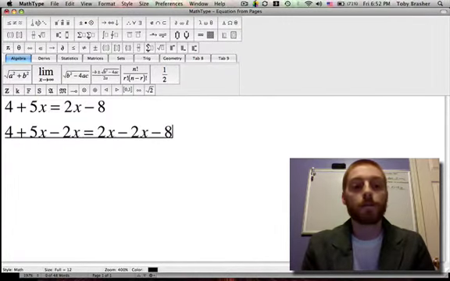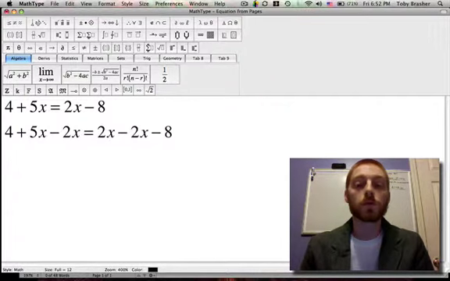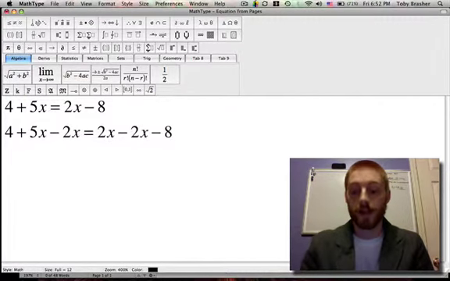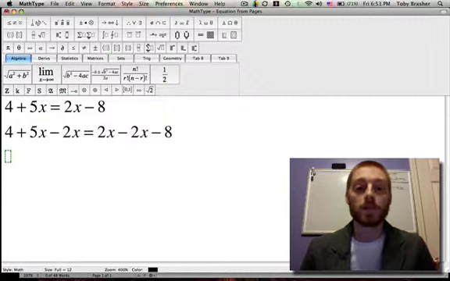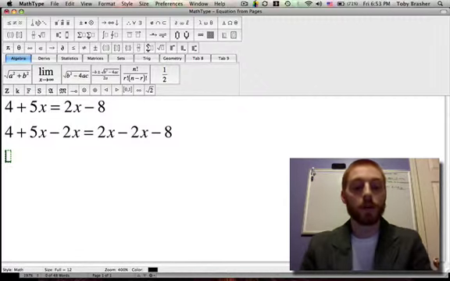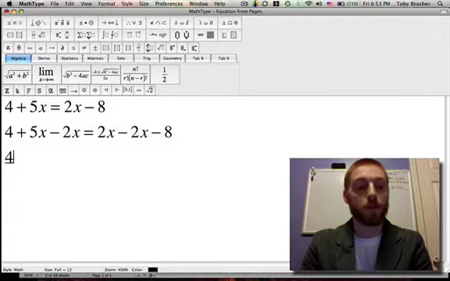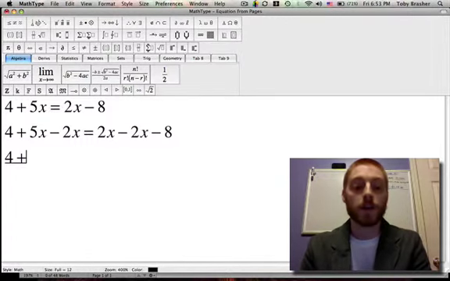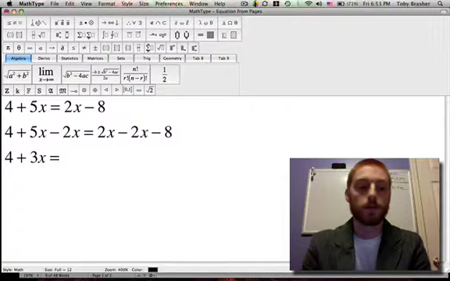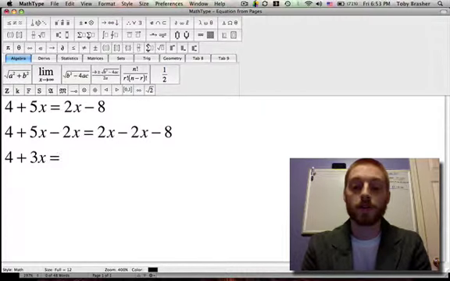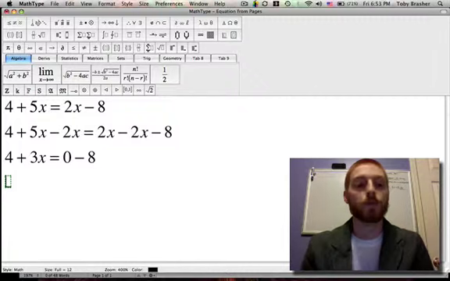Okay, so I have 4 plus 5x minus 2x equals 2x minus 8. And all I've done in that step is I've subtracted 2x from both sides. Okay, now let's simplify what we have. We have 4 plus 5x minus 2x is 3x. 2x minus 2x is 0. And we have 4 plus 3x equals 0 minus 8.